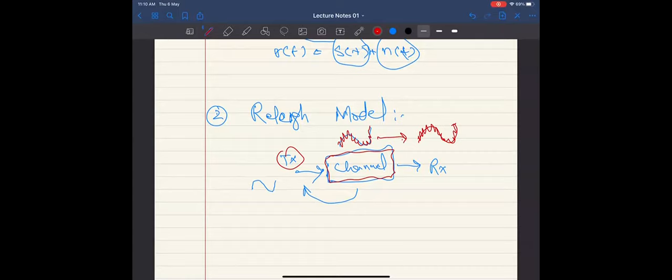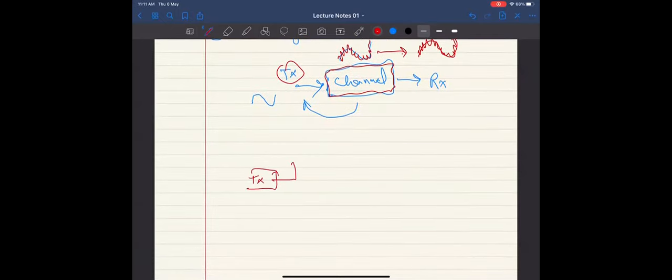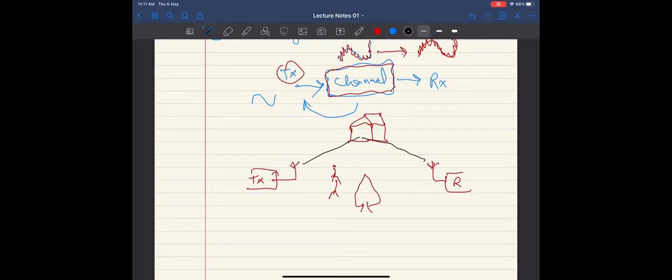Now, let's talk about the Rayleigh model. In the Rayleigh model, we have the transmitter side and then we have the receiver side. I have told you that the environment is very complicated. There can be houses, trees, people, and a lot of things between the transmitter and the receiver. When you are transmitting your signal, it is reflected off different objects or scatterers, and then finally it is received at the receiver.